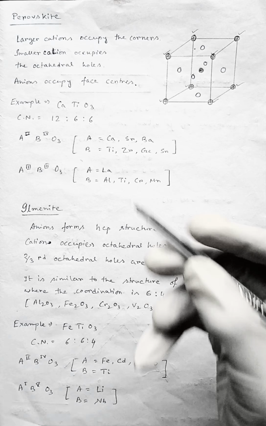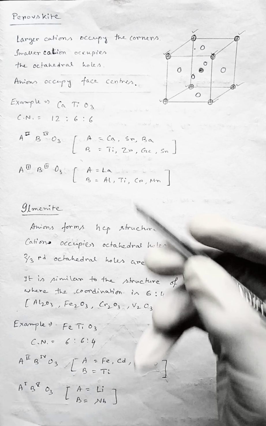In this video, we are going to talk about perovskite and ilmenite structure. In case of perovskite structure, there are two types of cations and one type of anion. Now, the general formula for perovskite is ABO3. The larger cations occupy the corners, and the smaller cation occupies the octahedral hole.